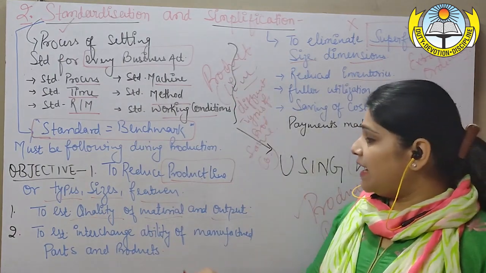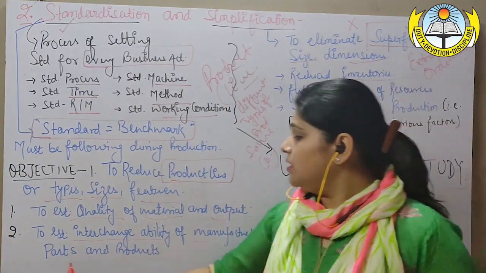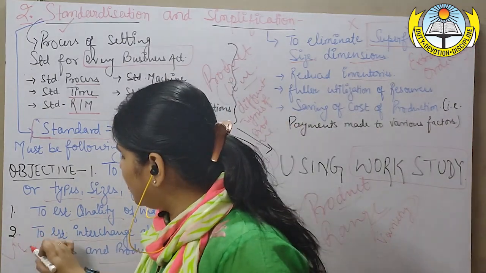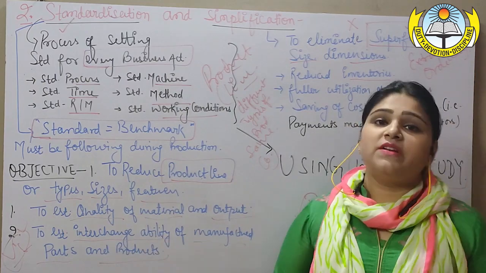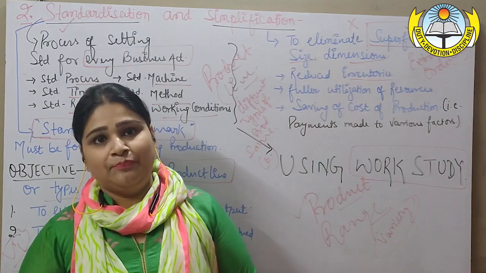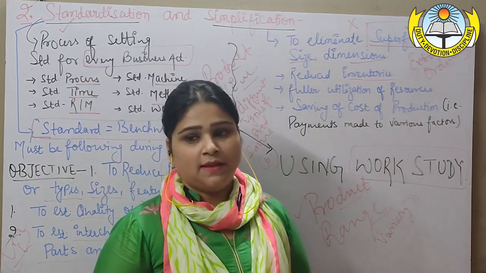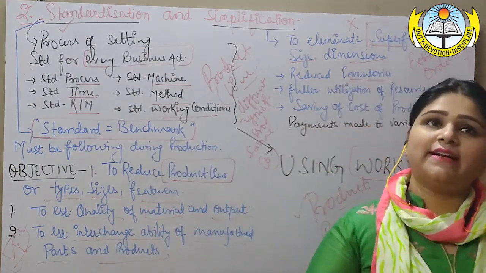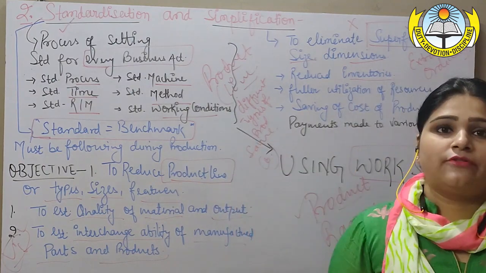He has also said that this will help interchangeability of manufactured parts and products. Now this is something which is most important, which is asked in the examination many a time. Interchangeability. Let us take a very easy example. In your home, there are 4 rooms, and if each room has a different design and a different electricity connection, suppose one bulb or tube light gets fused.